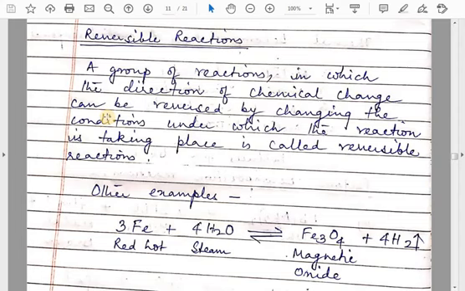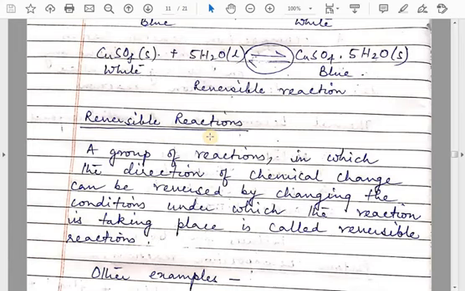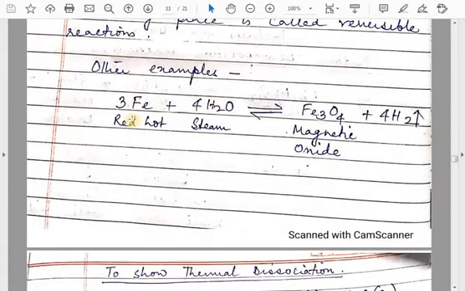Now a new category of reactions has come in our mind now. This is reversible reaction. What is this? This is a group of reaction in which the direction of chemical change can be reversed by changing the conditions under which the reaction is taking place. Other example, when steam is passed over red hot iron, the latter is partially converted into magnetic iron oxide and hydrogen is released. You have gone through this equation in hydrogen chapter in class 8. This year also you will go through.